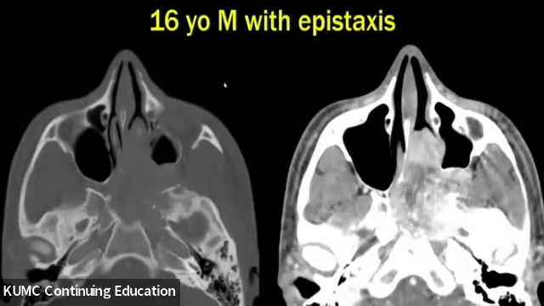16-year-old male presenting with epistaxis. So we have a hyper-enhancing mass centered within the posterior nasal cavity and nasopharynx. There's associated widening and expansion of the sphenopalatine foramen and extension into the pterygopalatine fossa.